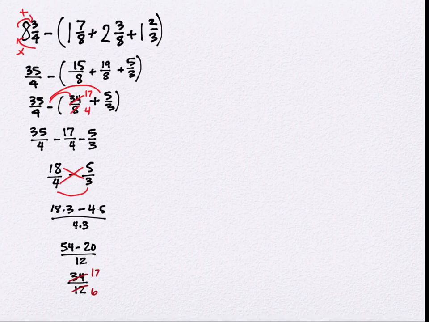And then how do I change it back into a mixed number? Divide. So I have 17 divided by 6. How many 6s are there in 17? 2. 2 times 6 is 12. I subtract and I get a 5. So my answer from here is the 2 and then the 5/6. That's the numerical part of my answer.